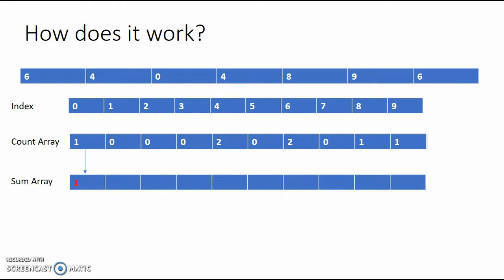To begin, 1 is copied as it is to the first position of the sum array. Then the 1 of the sum array is added to the 0 of the count array and is inserted in the second position of the sum array. Similarly, all the positions in the sum array are filled.